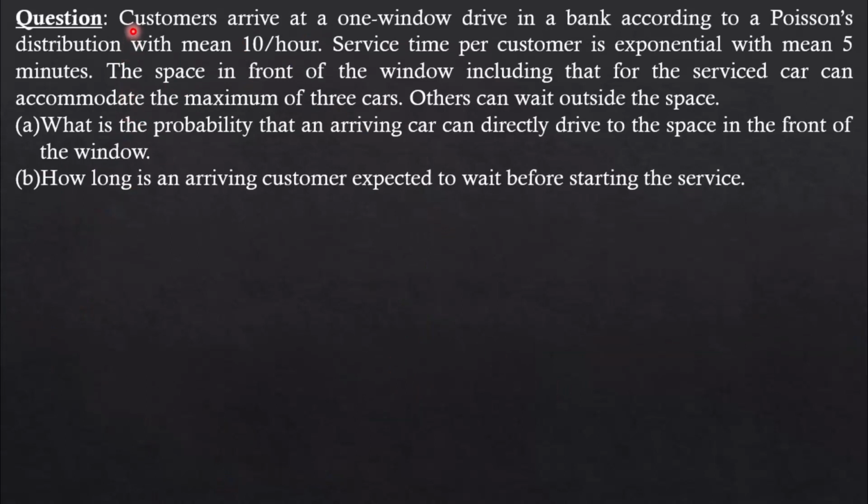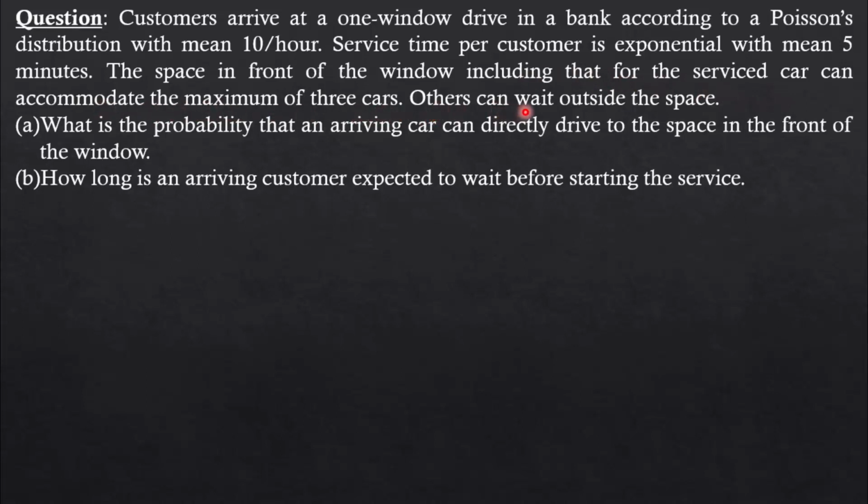Now the problem says that customers arrive at a one-window drive-in bank according to a Poisson distribution with mean 10 per hour. Service time per customer is exponential with mean 5 minutes. The space in front of the window, including that for the serviced car, can accommodate a maximum of 3 cars.